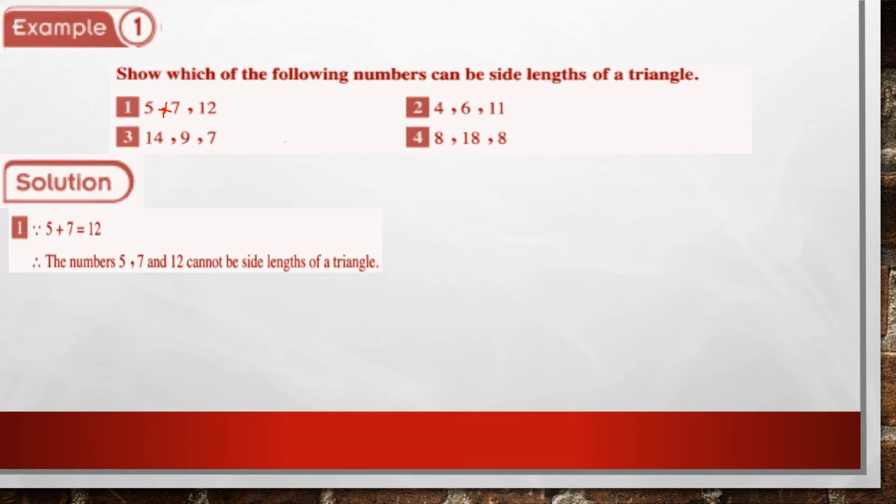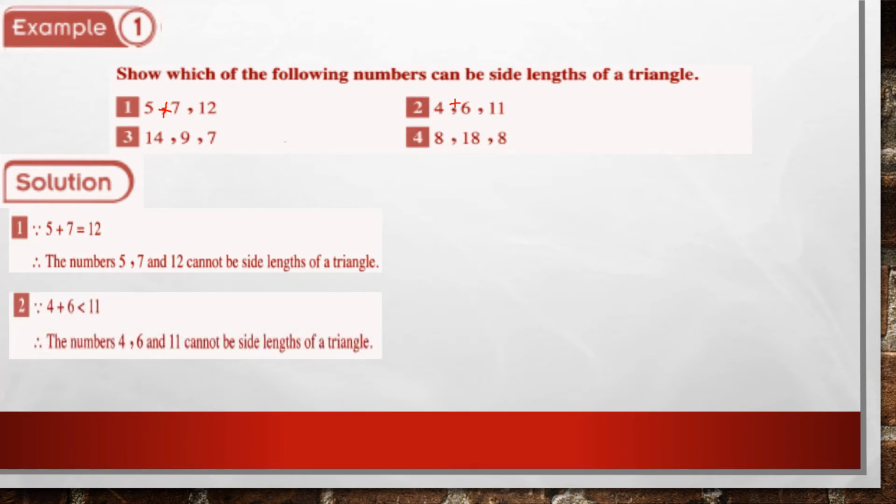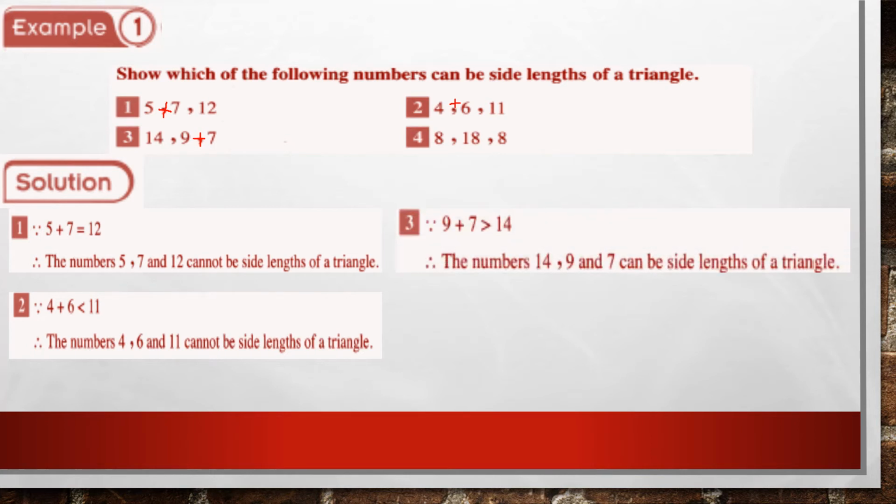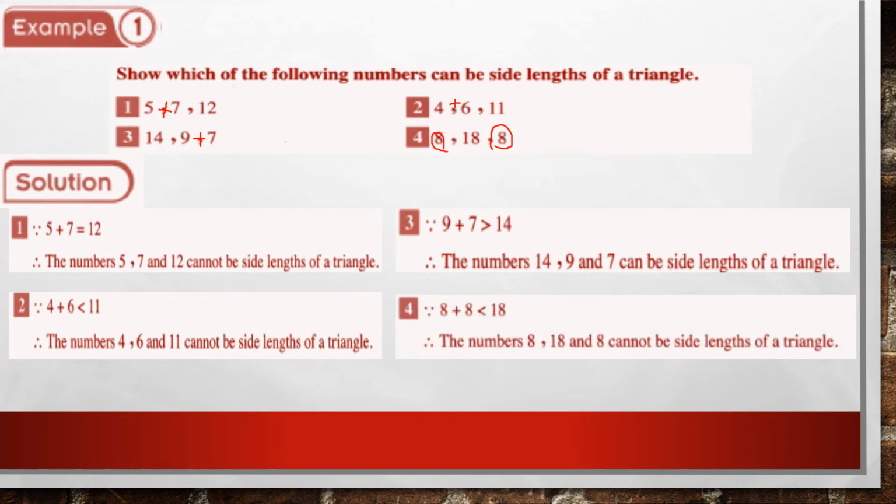The second one, 4 plus 6 equals 10. It's smaller than 11, so it's also impossible. The third one, 9 plus 7 equals 16, which is greater than the third side, so it's possible to be the side lengths of a triangle. The last one, we will add 8 plus 8 equals 16. It is smaller than 18, so it is also impossible.